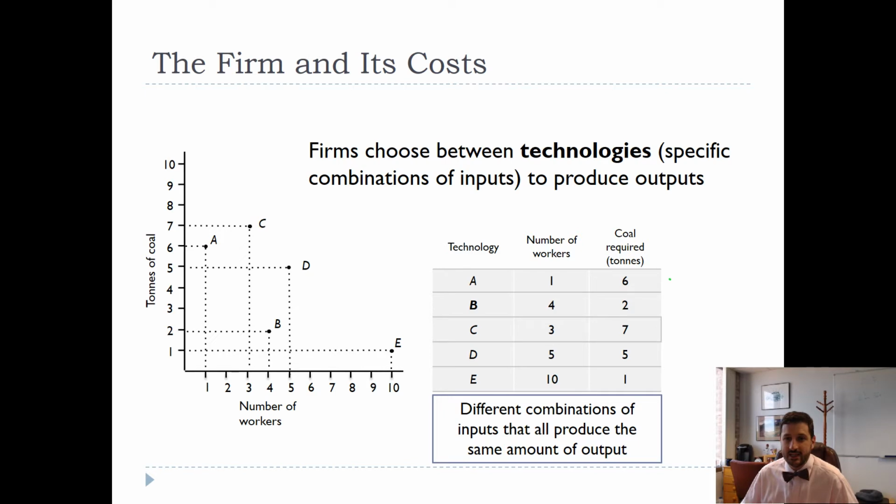Similarly, point D, which uses 5 workers and 5 tons of coal, is more of both than point B, which is only 4 workers and 2 tons of coal. So D is dominated by B. Now, in terms of A, B, and E, our 3 remaining points, we don't really know which one is better. A uses fewer workers and more coal. B uses a medium amount of workers and less coal. And E uses just a ton of coal and a whole lot of workers. So we don't know which one is best yet.